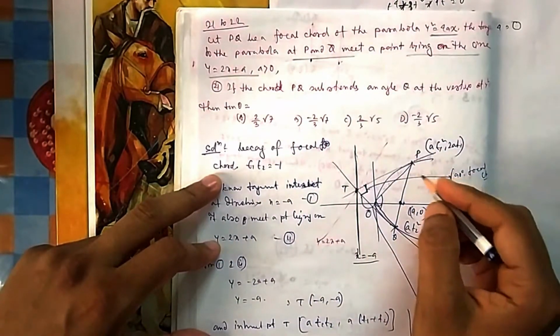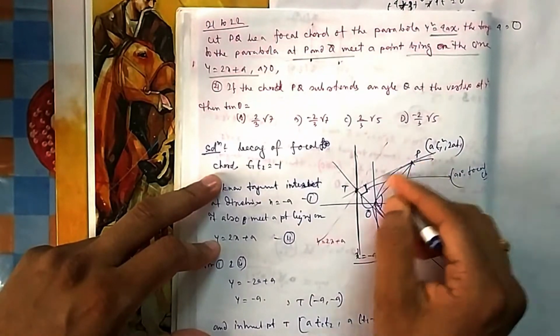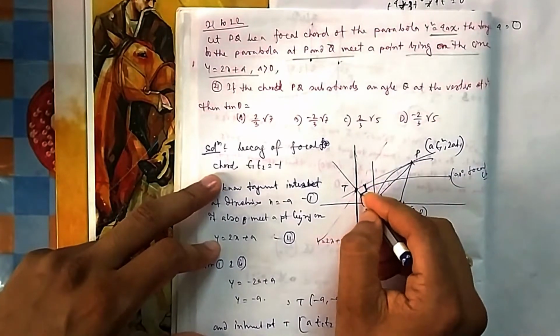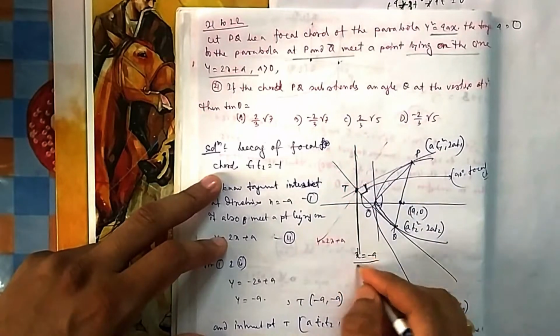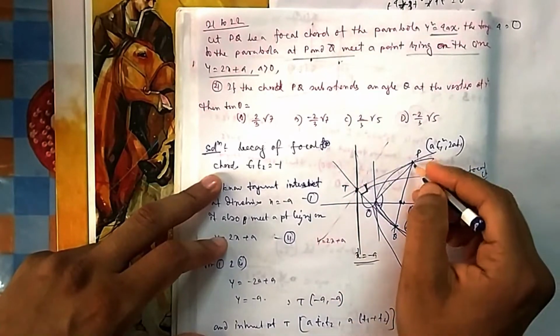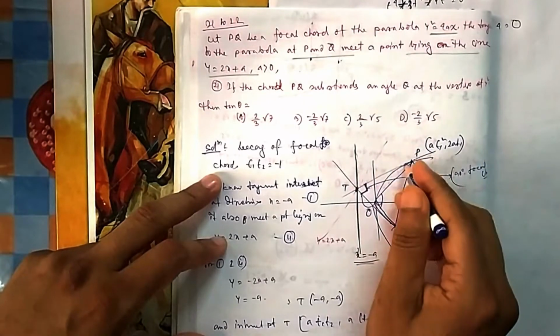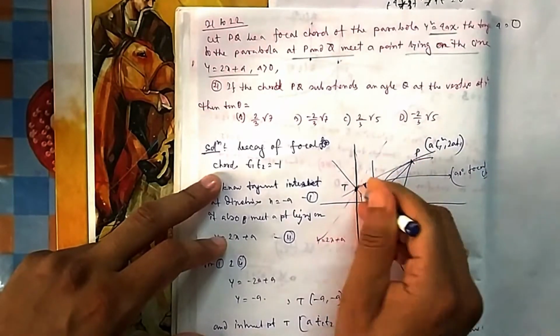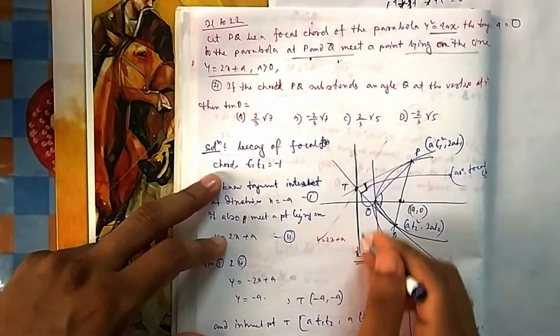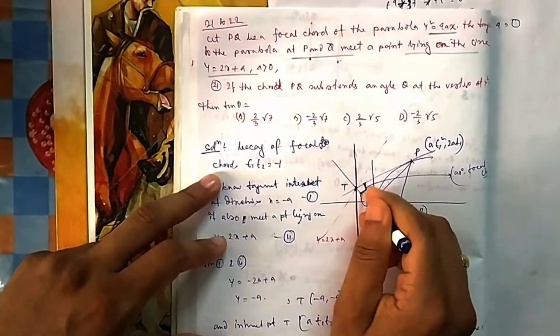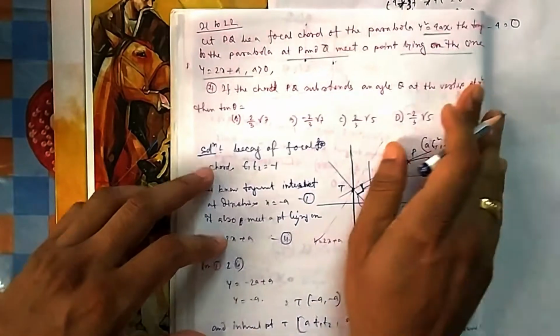Okay, so if you have a focal chord and you draw tangents, these angles will always be 90 degrees, and they will always meet at the directrix. So this figure is clear. You take 2 points P and Q on a focal chord passing through the focus. You draw the tangents at P and Q. They will intersect at the directrix x equal to minus a at an angle of 90 degrees. Okay, this much we know.